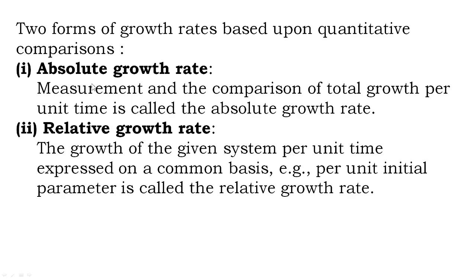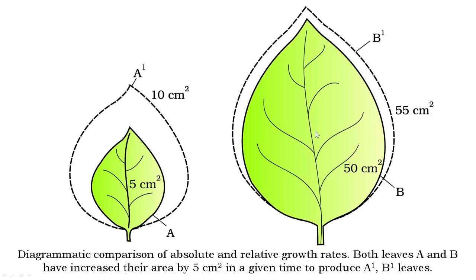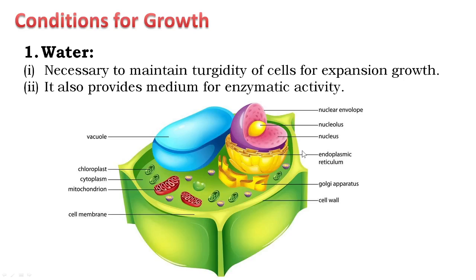Now you know about the differences between absolute growth rate and relative growth rate. The higher the relative growth rate, the faster the growth; the lower the relative growth rate, the slower.